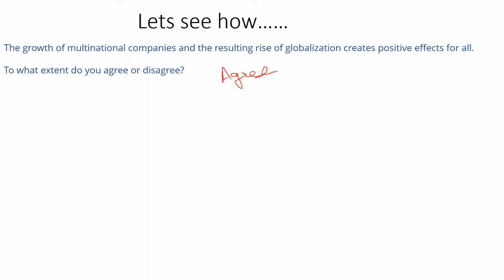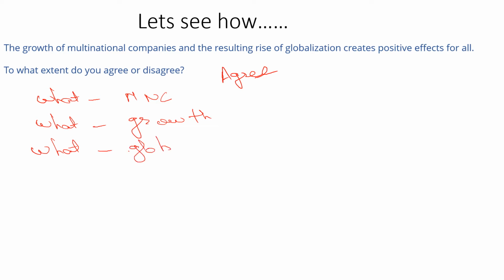What are we talking about here? My first WH question. What are we talking about over here? We are talking about multinational companies. Okay. What about multinational companies? That their growth, we are talking about the growth of multinational companies. Okay. What about the growth? That the growth of multinational companies is giving rise to globalization. And what is happening then? How is this affecting us? It is affecting us in a positive way. That's the breakup of my question, right?